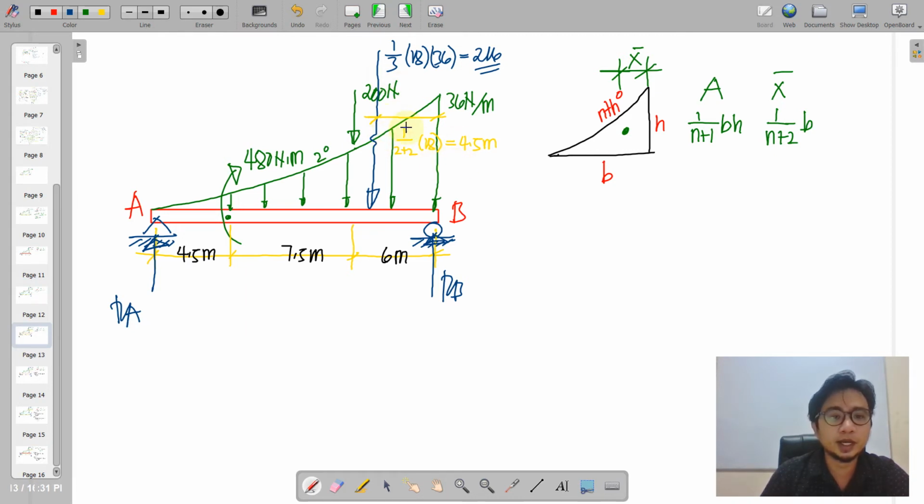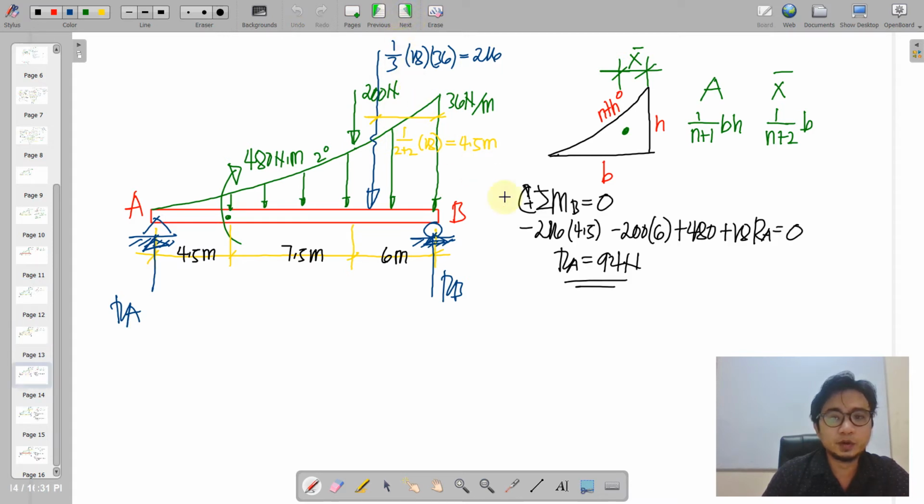So knowing all of that, we can easily perform summation of moments at B. We have a counterclockwise 216 times 4.5, and then the pointed load at this portion, we have negative 200 times 6. And then this clockwise 480, and then plus 18 times RA. We will have an answer of reaction at A equivalent to 94 Newton.